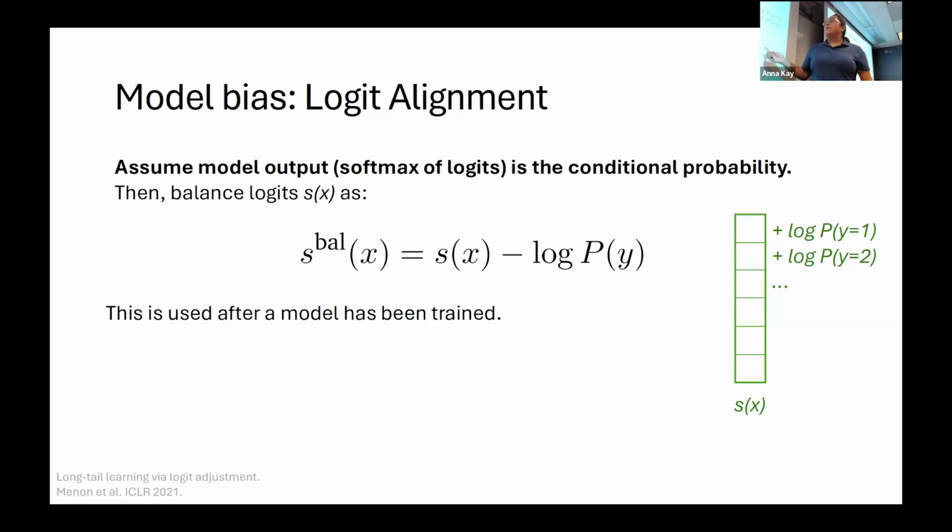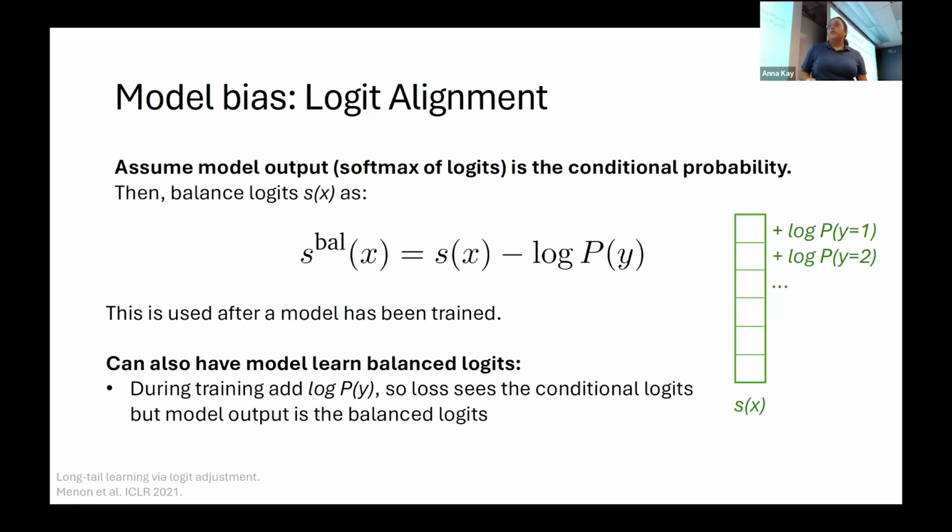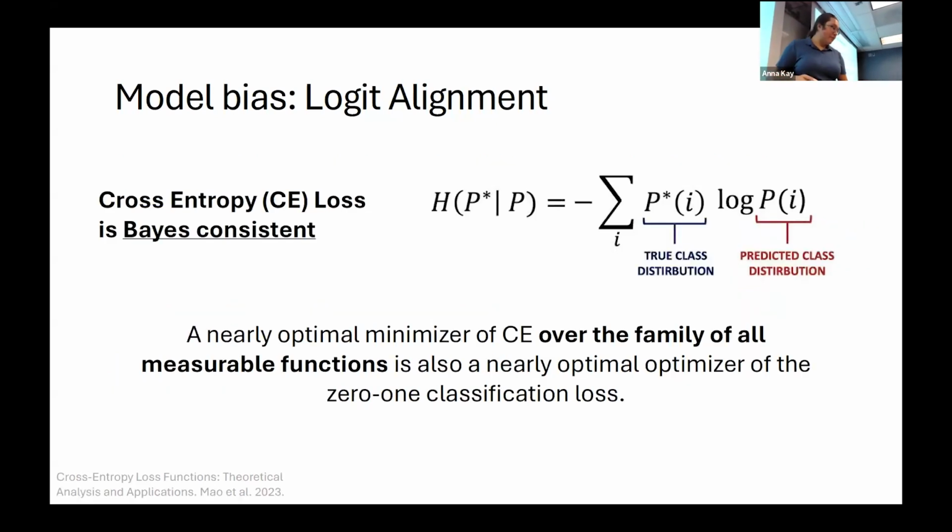And so this is useful after the model has been trained. We already have the unbalanced logits, and we want to convert them into something balanced for prediction. However, we could also have the model learn balanced logits itself. And that's by rearranging the formula. So you want the loss to see the imbalanced logits. So just have the logits, whatever logits the model outputs, add log p to it. And then the loss will see the imbalanced logits, while the model will be developing balanced logits.